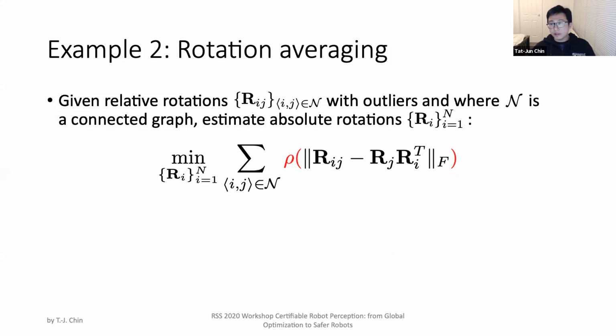In rotation averaging, we're given a set of relative rotations. We want to estimate a set of absolute rotations using the chordal distance again. But if there are outliers, we don't want to minimize the sum of all the chordal distances. We want to minimize the sum of them being passed through a robust loss function.